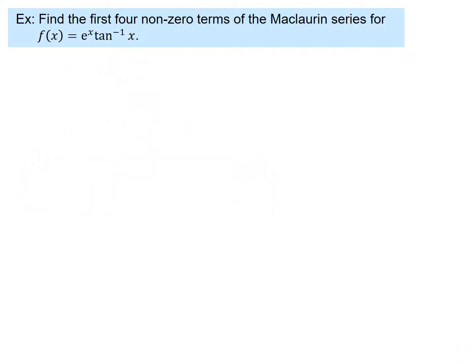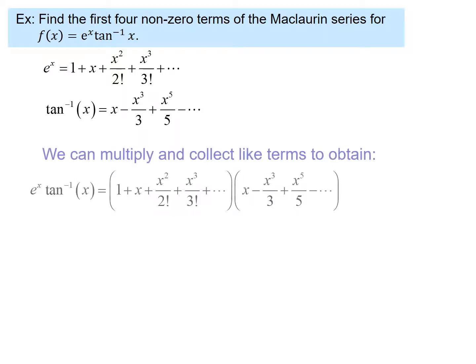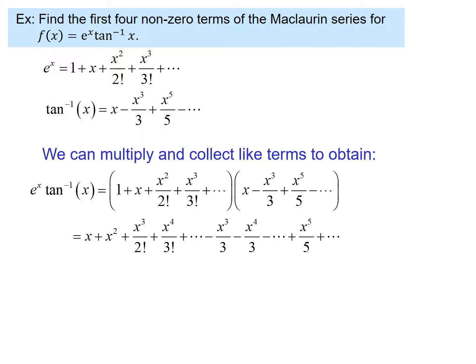All right, we're going to find the first 4 non-zero terms for the Maclaurin series of e to the x times the inverse tangent of x. So we want to make sure we have each of those series, the first few terms. We're going to multiply these together. Well, when we multiply polynomials, we know that we multiply every term in one polynomial times every term in the other. Now, with infinite polynomials, with these series, that's impossible to do. But we only need the first 4 terms, so we just have to go through and multiply enough of these terms together to come up with those first 4.